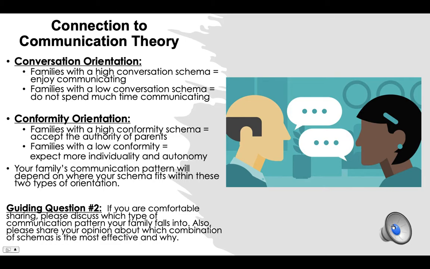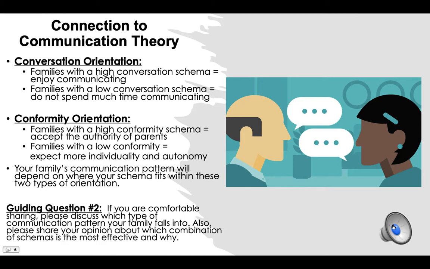It's always important to connect all of these theories to communication in general. So let's take a moment to do that. Communication is obviously a very important part of family schemas. In my opinion, it's the most important part of any relationship or any family. And there are two types: conversation orientation and conformity orientation. So let's start with conversation orientation.